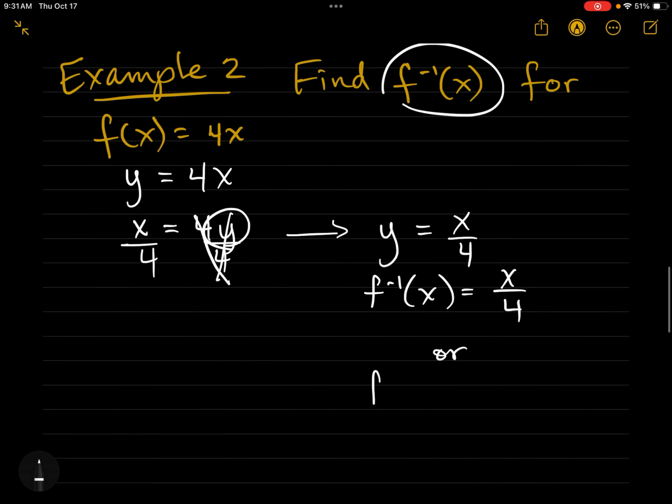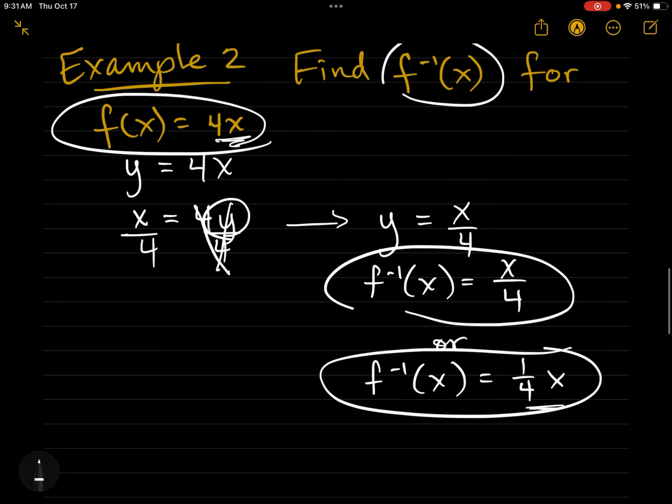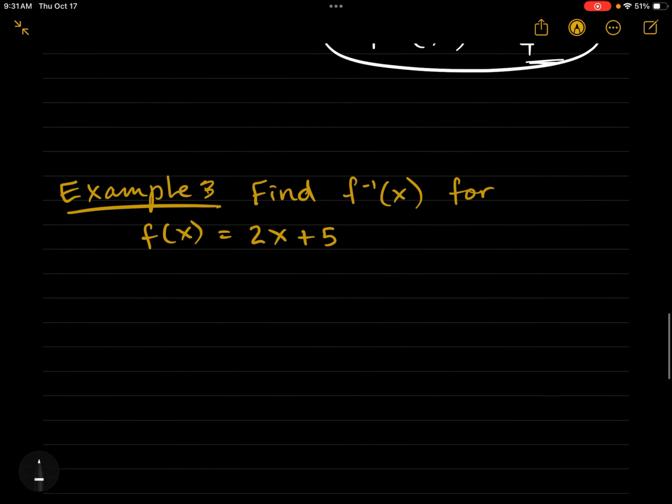That's the inverse, or you could write it as 1/4 x. So either of these answers, and notice it makes sense. If this is 4x, then 1/4 x. They undo each other. And you could double check it by plugging the 4x in for x and see if you just get x and vice versa. It'll work out great.